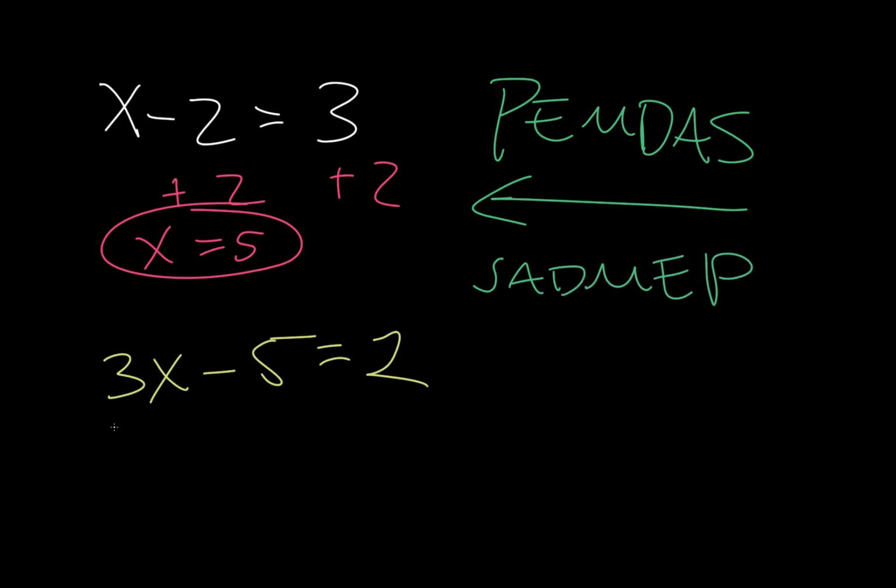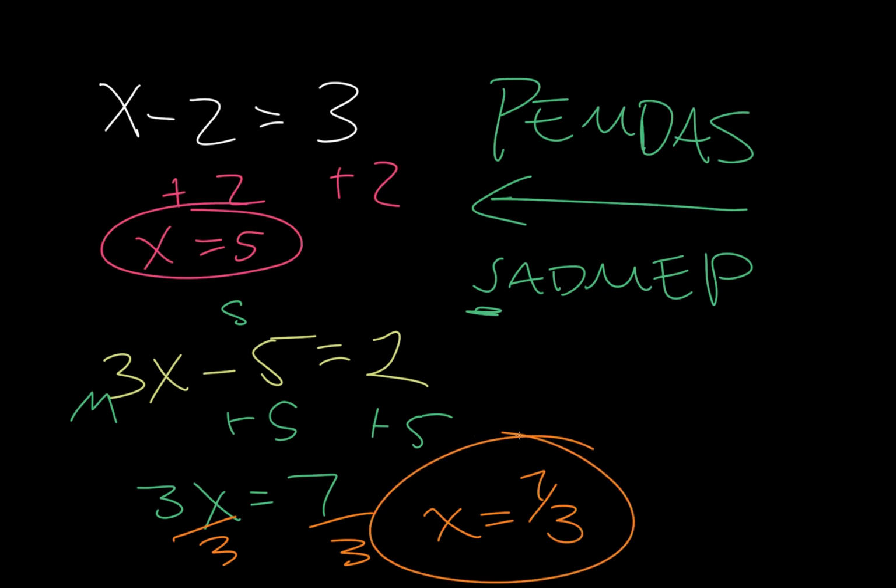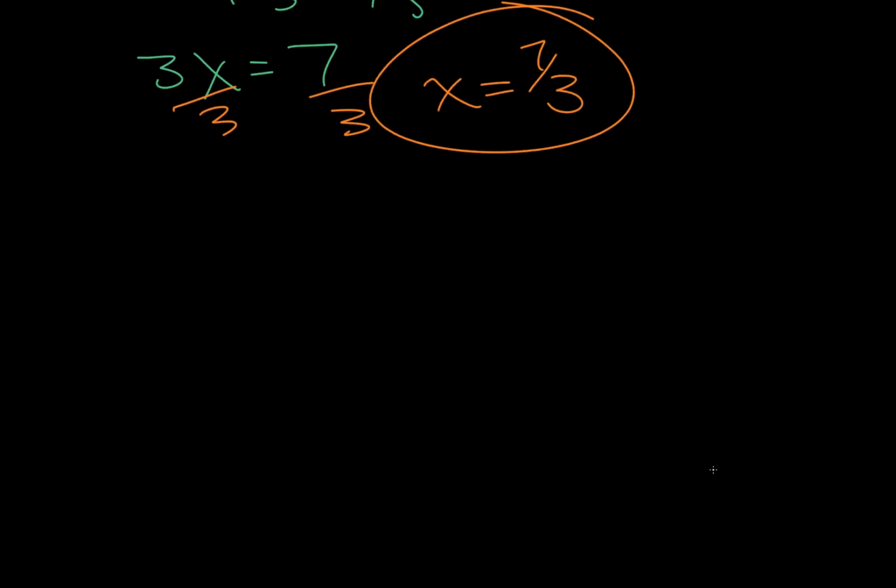So in this situation, we have multiplication, the 3 times the x, and then we have subtraction. So we look over at SADMEP, we see that S comes before M, and so we need to undo the subtraction, and we end up with 3x equals 7, and then the final step, divide by 3, and so x equals 7/3. Okay, now we'll keep increasing this.